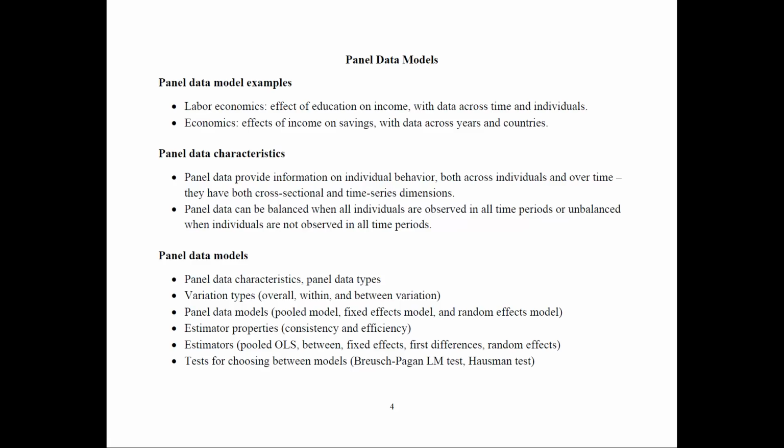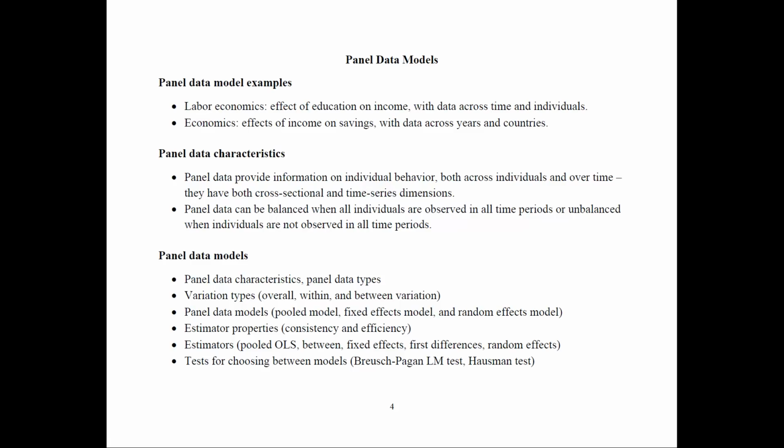So particularly in the video on panel data models, we will talk about the characteristics and panel data types. Then we will talk about variation type, including the overall, within, and between variation, exploring the cross-sectional and time series dimensions of the data. Then we will talk about the specific panel data models, including the pooled model, the fixed effects model, and the random effects model.